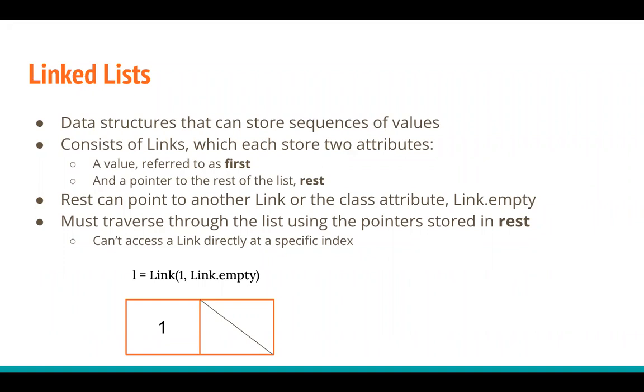Firstly, the value, we call that first, and a pointer to the head of the rest of the list, we call that rest. Rest can either point to another link or the class attribute link.empty. It shouldn't point to anything else, only one of those two options. And you must traverse through the list using the pointer stored in rest.